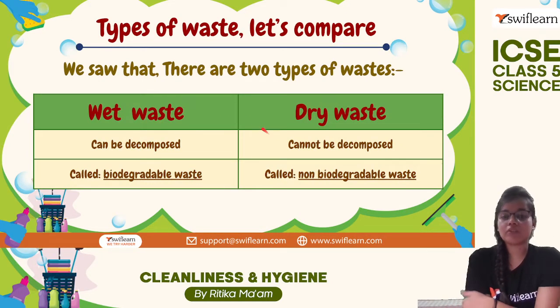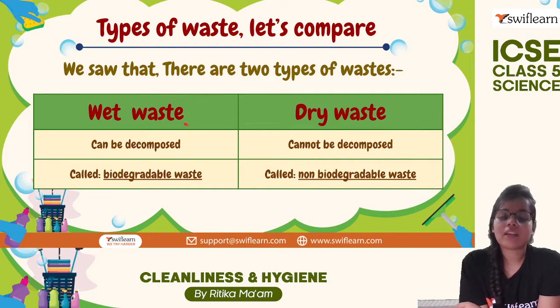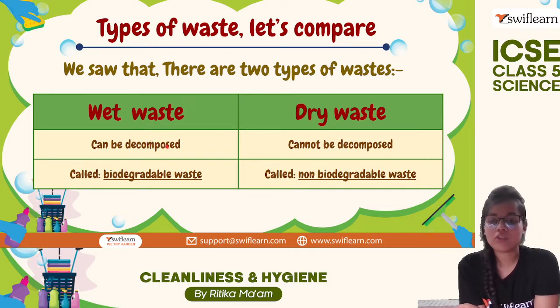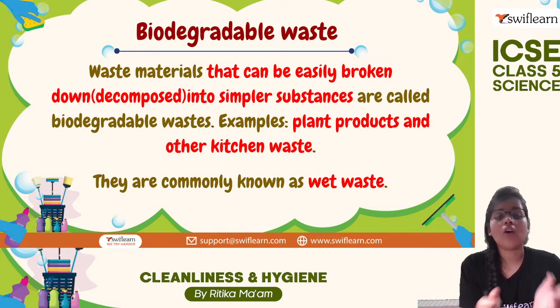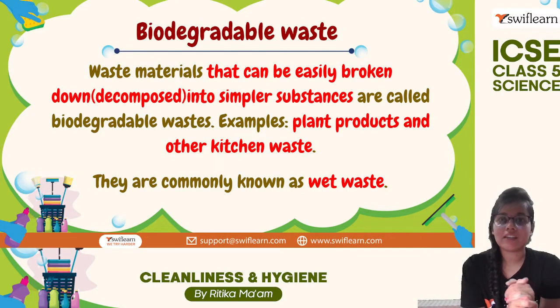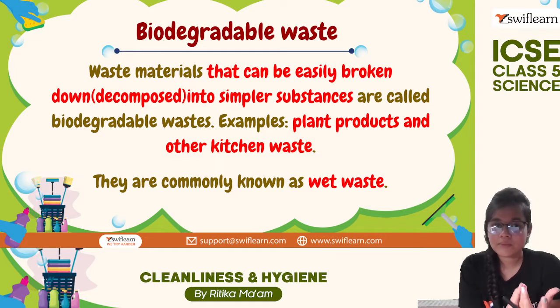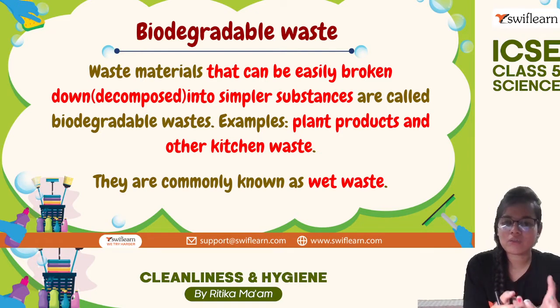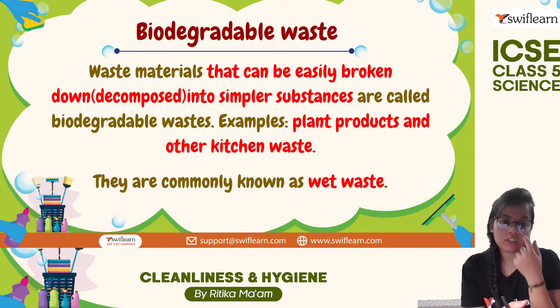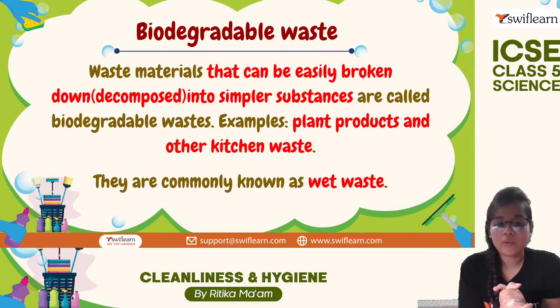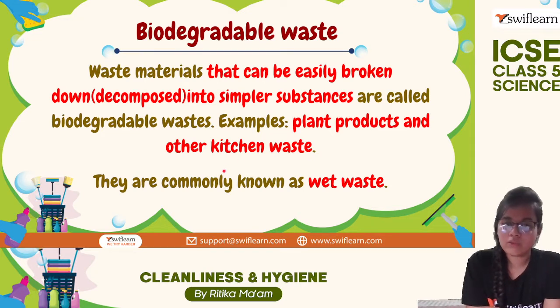Let's compare between both of them. Wet waste can be decomposed and it is also known as biodegradable waste, whereas dry waste cannot be decomposed and it is known as non-biodegradable waste. Biodegradable waste means it can be broken down into simpler substances, and it will mix with soil. So plant products and other kitchen waste which can be decomposed are known as biodegradable waste. They are also known as wet waste.